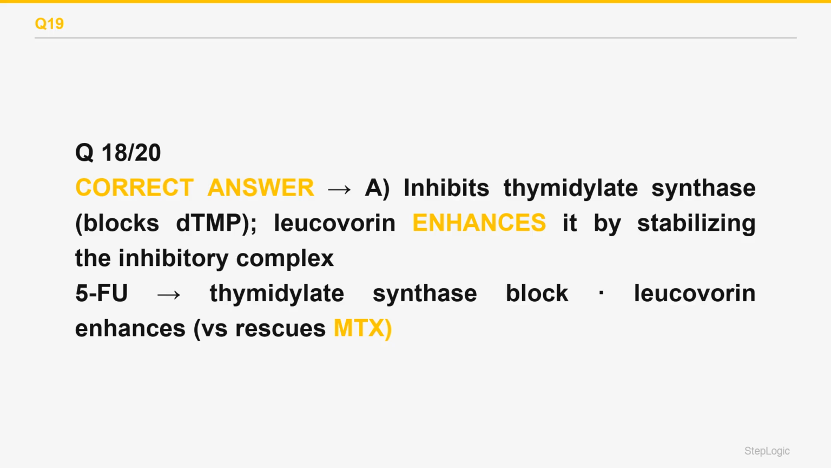This is a classic point of confusion worth nailing. With methotrexate, a DHFR inhibitor, leucovorin rescues normal cells from toxicity. But with 5-FU, leucovorin enhances the cytotoxic effect by reinforcing the thymidylate synthase inhibition, so they are co-administered to improve efficacy in colorectal cancer. The thymidylate synthase inhibition, with leucovorin enhancing, not rescuing, is 5-FU's mechanism.